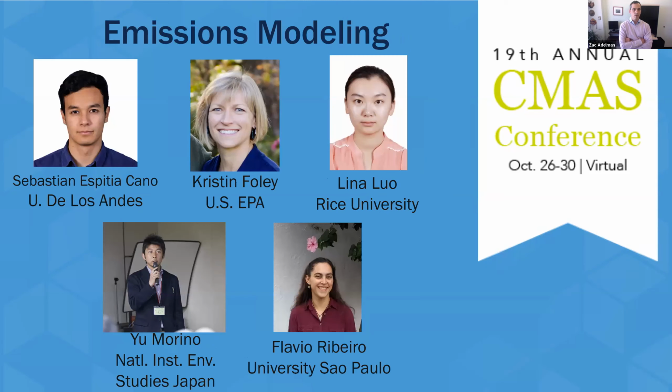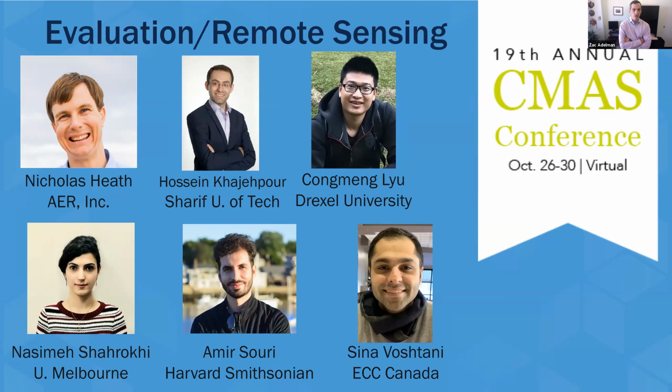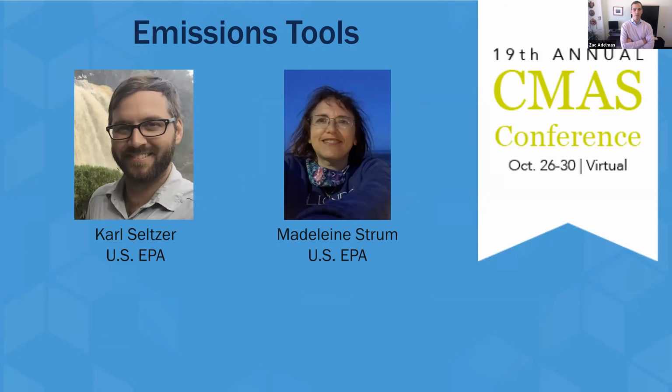In the emissions modeling session, Sebastian Cano will talk about some modeling work that he did for inventories in South America and Colombia. Kristen Foley will talk about some emissions, air quality and modeling data that she put together at US EPA. Lena, you and Flavia will also talk about work that they did modeling different aspects of emissions. And then we have 6 talks that go through remote sensing and using satellite data to improve, constrain, and evaluate emissions inventory data. And then we'll wrap up with some talks on emissions tools, some utilities and tools that have been developed to develop emissions data and improve inventories and emissions ancillary data.